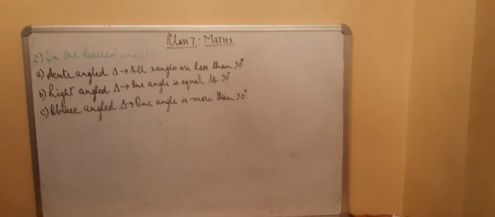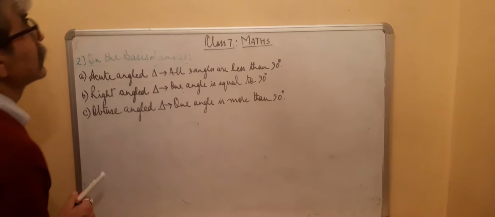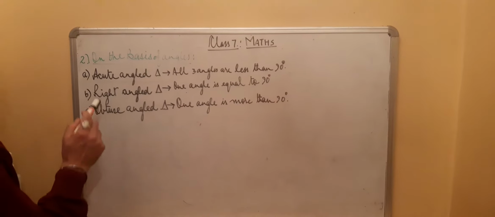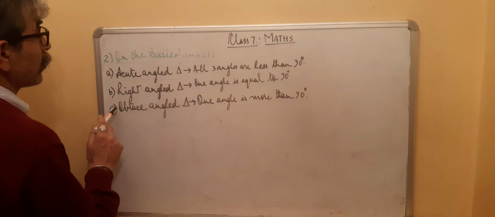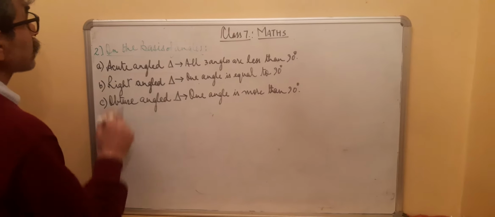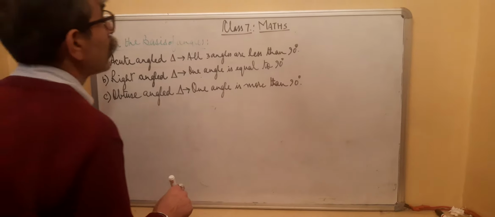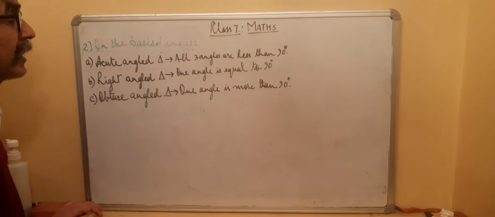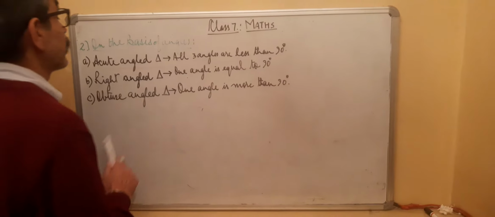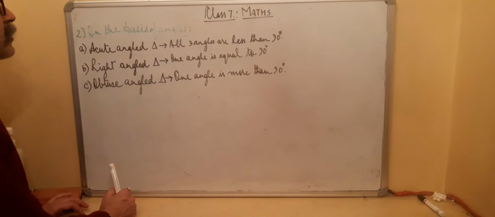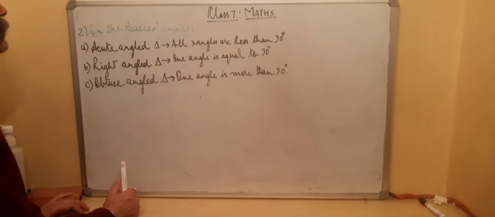Second, triangles are classified on the basis of the measure of the angles. And on the basis of the angle, the triangles can be classified as acute angle triangle, right angle triangle, and the obtuse angle triangle. In case of acute angle triangle, all three angles are less than 90 degrees. And as you know, angles less than 90 degrees are known as acute angles. So therefore, this type of triangle is known as the acute angle triangle.